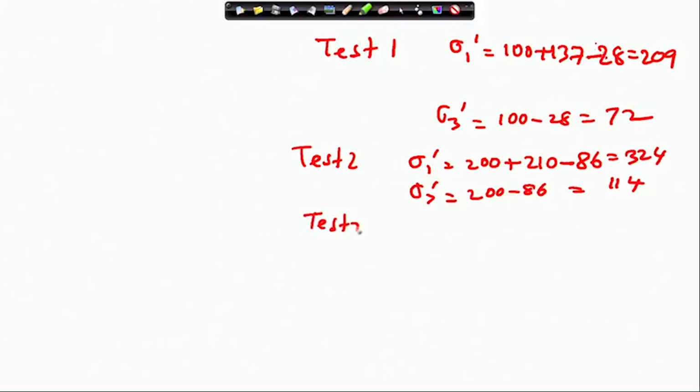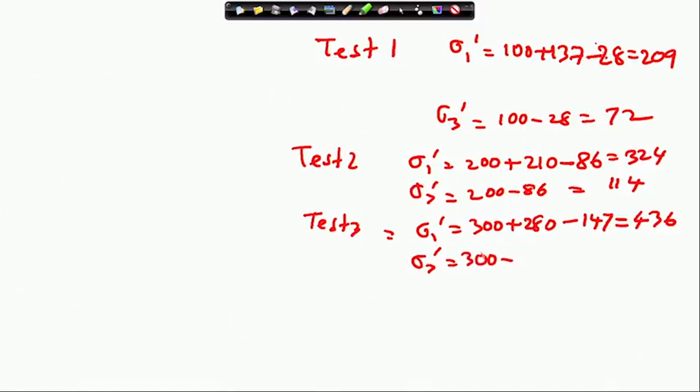Similarly, test 3: sigma 1 dash will be equal to 300, the confining pressure, plus 280, the delta F, minus u, which is 147. So that gives you 436, and sigma 3 dash will be equal to 300 minus 147, that means confining pressure minus u. So that is 153. Now we have got the 3 sets of sigma 1 and sigma 3.